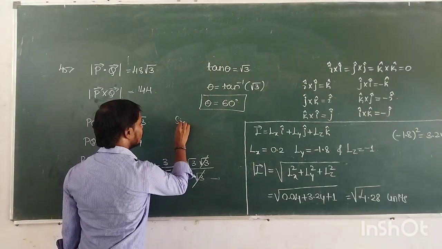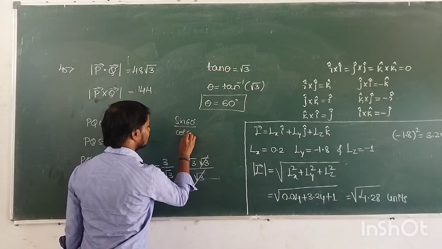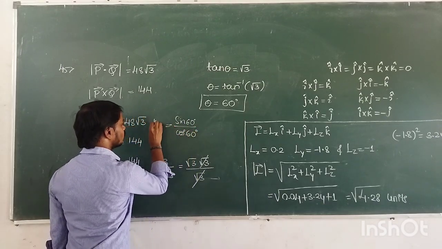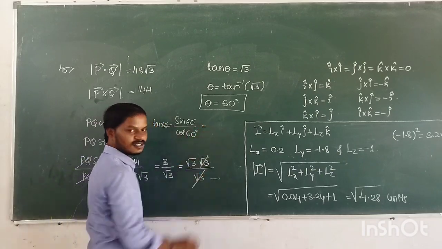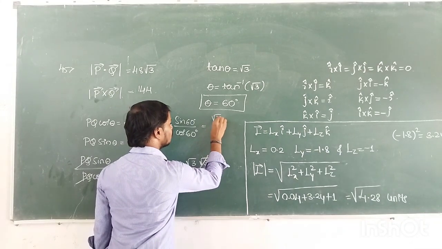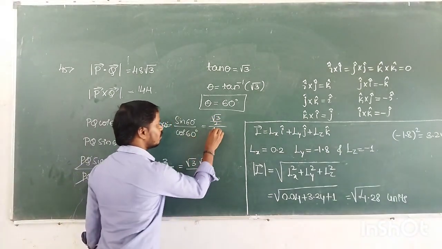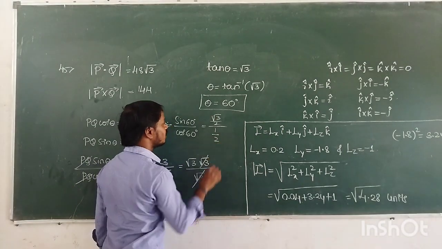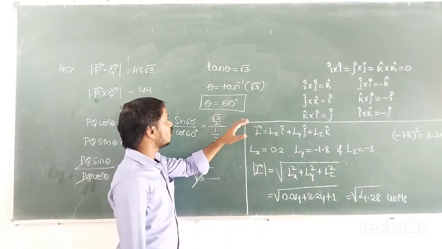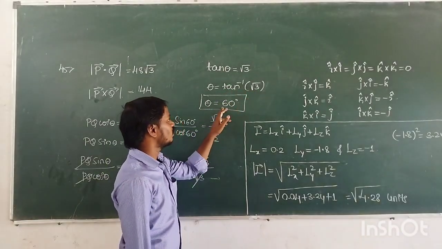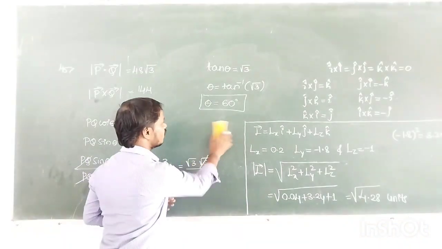So once again remember, sin 60 by cos 60 gives tan 60. Sin 60 is root 3 by 2, whole divided by cos 60, that is 1 by 2. Then the 1 by 2 gets cancelled. Then tan 60 is root 3. For what angle is the tan value root 3? For the angle 60 degrees. Okay, this is the answer for the given question.